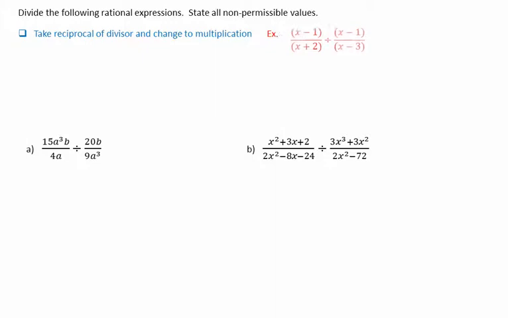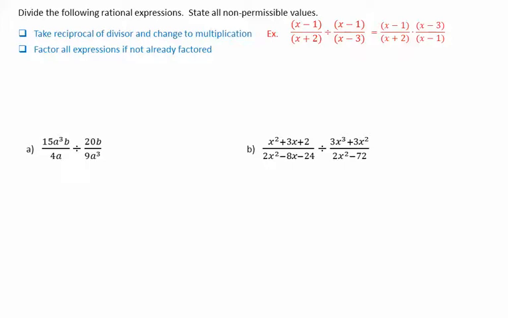As an example, for x minus 1 over x plus 2 divided by x minus 1 over x minus 3, the first rational expression remains unchanged. The second rational expression is changed, though, to x minus 3 over x minus 1, and we change it to a multiplication question.